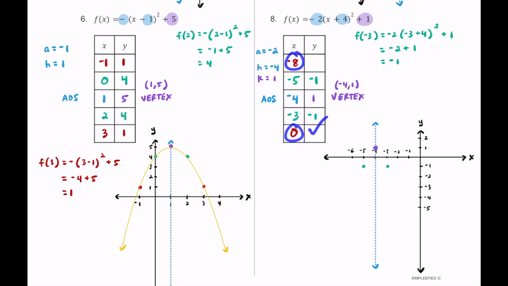Well, I'm going to go ahead and use the 0 here. So I'm going to find what is f of 0. That's going to be -2 multiplied by 0 plus 4 squared, then plus 1. 0 plus 4 is going to be 4. 4 squared is 16. So we have -2 multiplied by 16 plus 1. -2 times 16 is -32. So -32 plus 1. That's going to be -31.